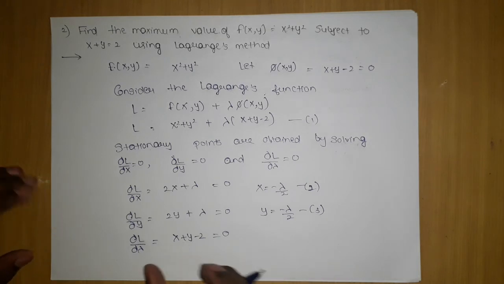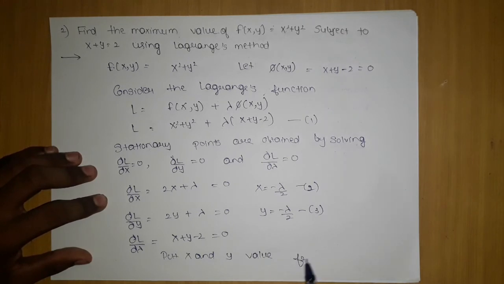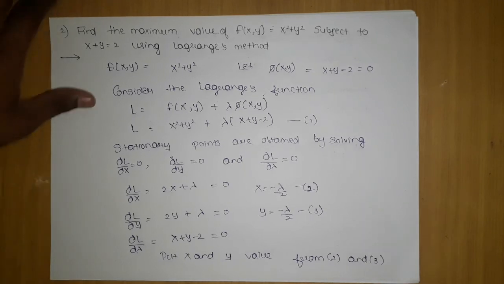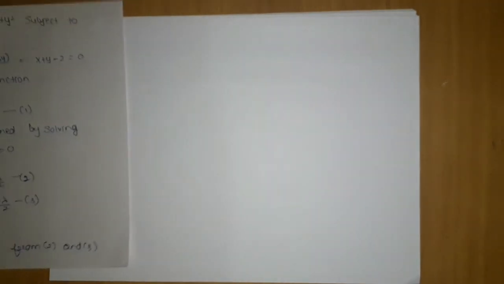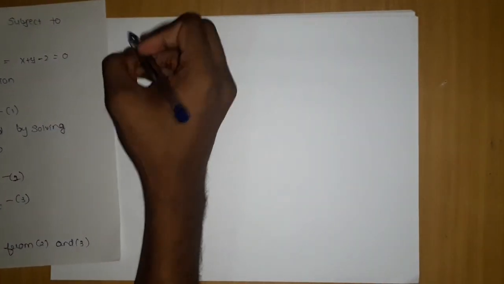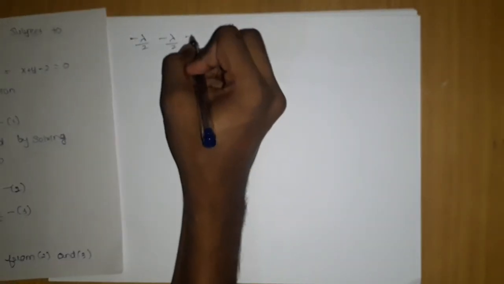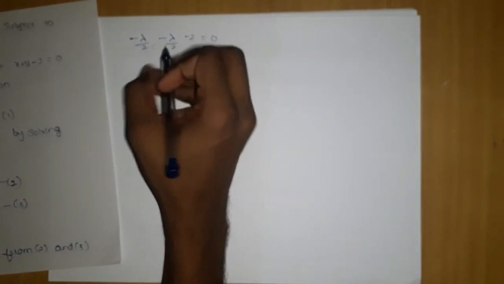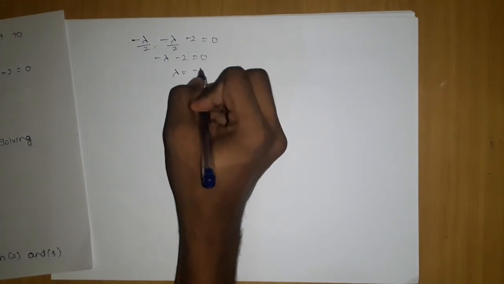So we substitute the x and y values from 2 and 3 in dou L by dou lambda. If I substitute minus lambda by 2 and minus lambda by 2, since both are equal, and then minus 2 equals 0, this will become minus lambda minus 2 equals 0. I am getting lambda equals minus 2.